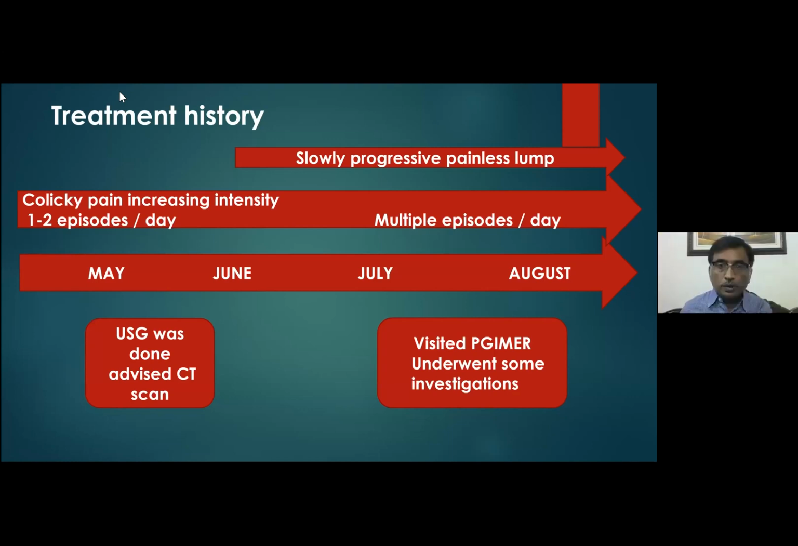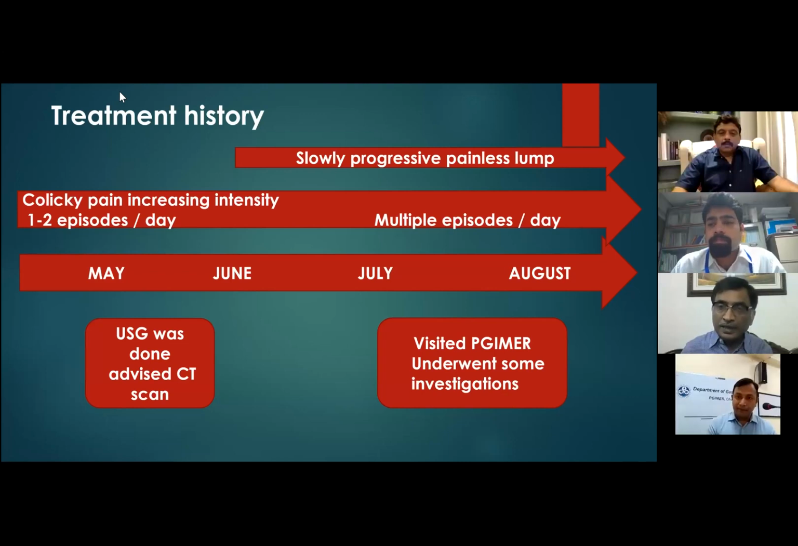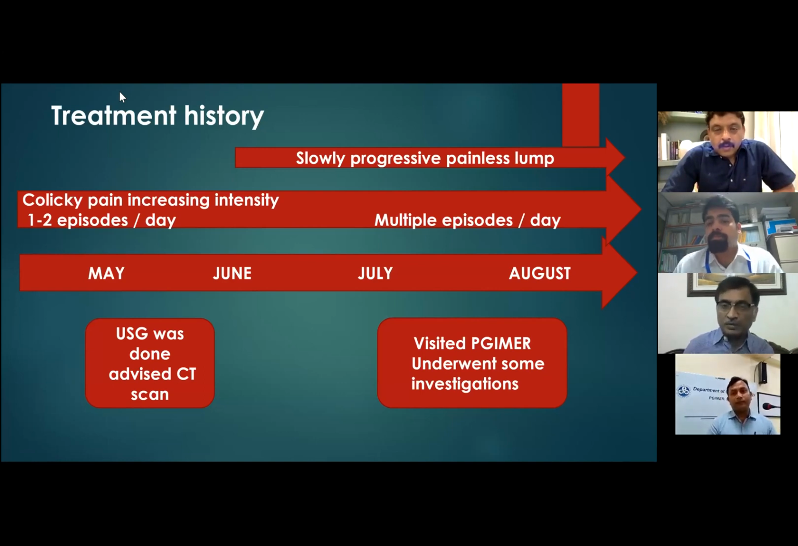So here, Dr. Arup, I will request you to analyze this patient's symptoms individually. What is the interpretation of his pain? What is the interpretation for the lump? So that we can ultimately formulate a differential diagnosis. So please explain how you interpret his pain symptom.